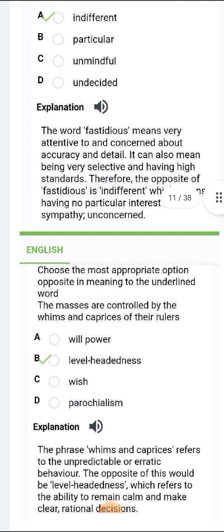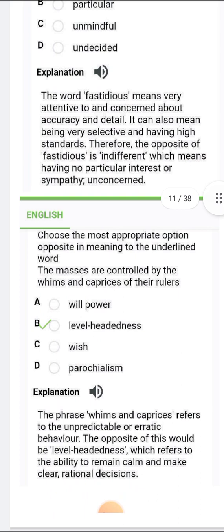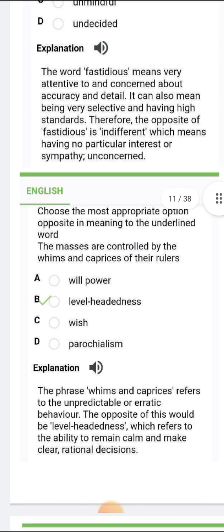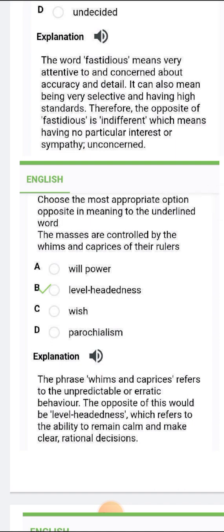Next one there is: the masses are controlled by the whims and... The word there is whims. So that's the word we're looking for, whims and caprices. The opposite word there is level-headedness. The phrase whims and caprices refers to unpredictable or erratic behavior. The opposite of this would be level-headedness, which refers to the ability to remain calm and make clear rational decisions.